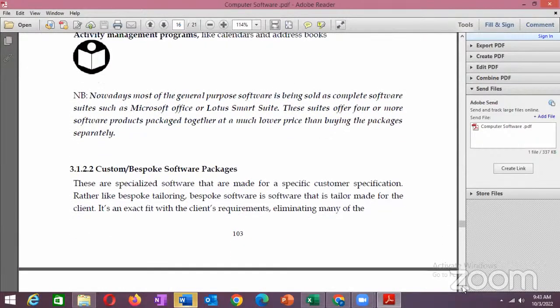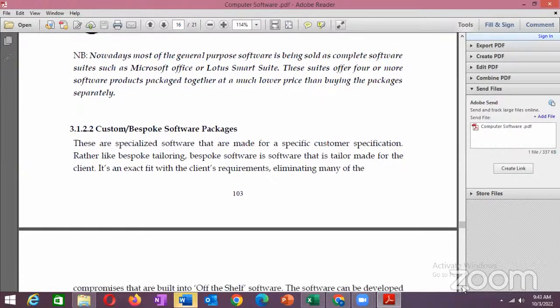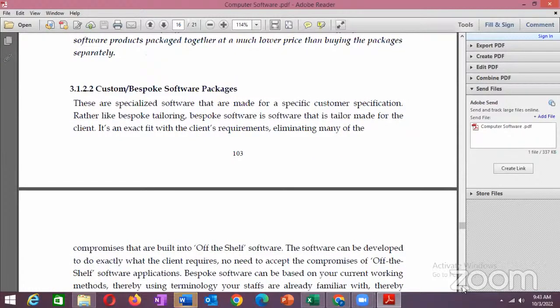Then we have the custom or bespoke software packages. These are specialized software made to specific customer specification, rather like bespoke tailoring. Bespoke software is software that is tailor made for the client. So this is where you are coming up with your own software. And for those who are doing SMA and maybe computer science, I think you have been able to write your own programs. I think the first program you wrote was a simple program, for those doing SMA, on how to calculate simple interest. I think we did it.